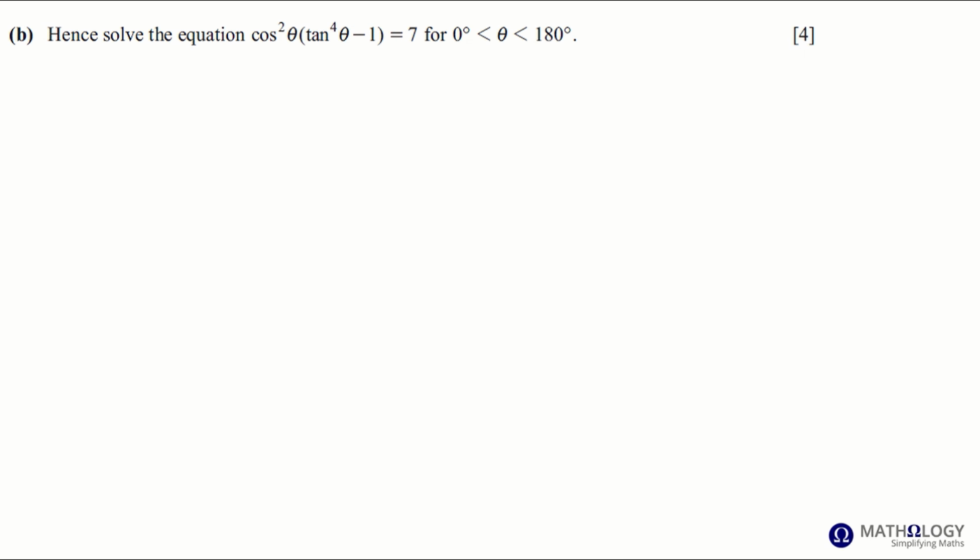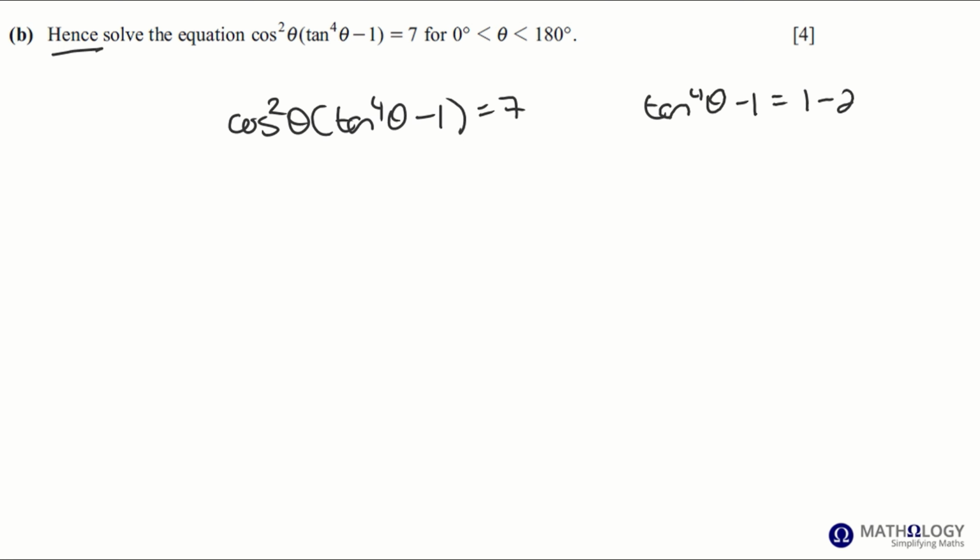Hence, solve the equation. Cos squared theta times tan to the 4 theta minus 1 equals 7, for theta an angle between 0 and 180 degrees. Okay, the fact that the question says hence means use the previous results to solve this. So we're just going to write it down as it is. Now we're going to manipulate this until it looks like what we had in the previous question. The previous question was show that tan to the 4 theta minus 1 is 1 minus 2 cos squared theta over cos to the 4 theta.